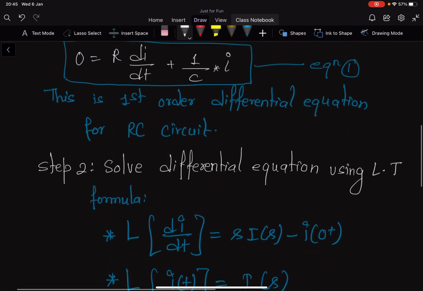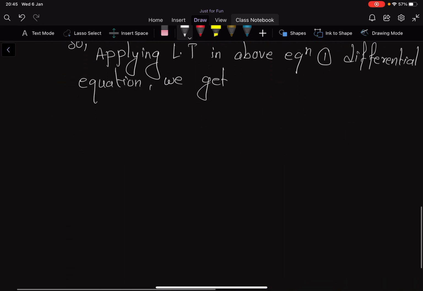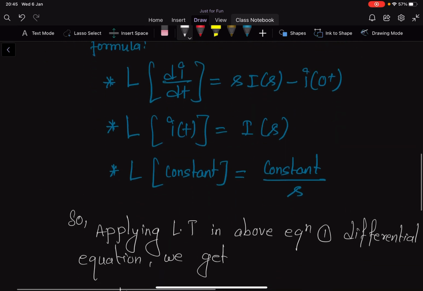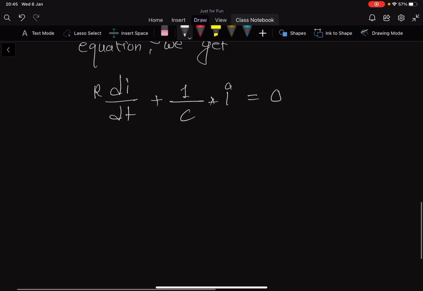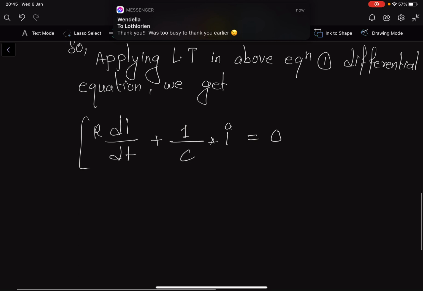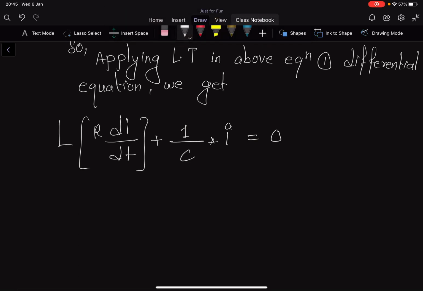so what is our differential equation? So we have R di over dt, plus 1 over C times I equals to 0. So let's apply Laplace transform first, and same thing we can do for here as well. Let's apply Laplace transform. Let's go with Laplace transform. 1 over C times I equals to 0.